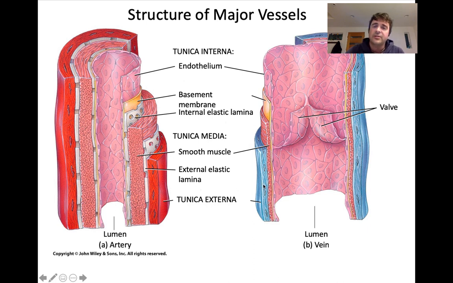So if I was to ask you to identify the type of blood vessel we're looking at, I'd expect you to be able to label all the major layers, all the sublayers, and then tell me some anatomical features that are unique to veins. Most importantly, veins have valves in order to prevent backflow because they're low-pressure systems taking blood back to the heart. And they have these really thin smooth muscle layers in their tunica media because they don't really regulate the distribution of blood in the body.